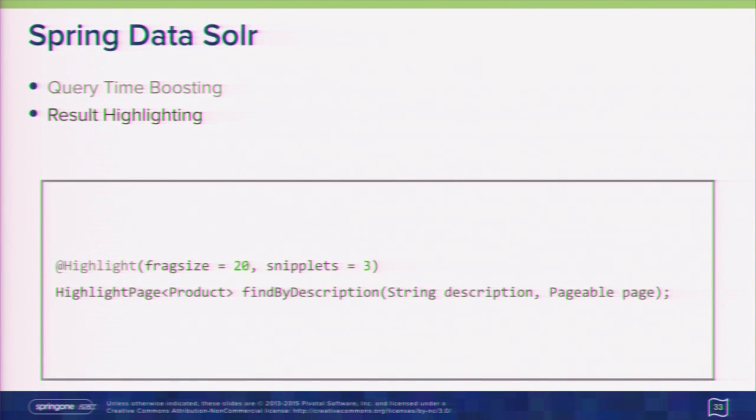Okay. And as you saw before, for result highlighting you have to know about the HL parameter. You have to know how it's done. And with the Spring Data abstraction, it basically boils down to this one annotation. So you can add highlight, define a fragmentation size and the number of snippets. So it basically tells you how many characters from beginning to end where the search term is found are returned, and how many snippets at maximum should be returned.